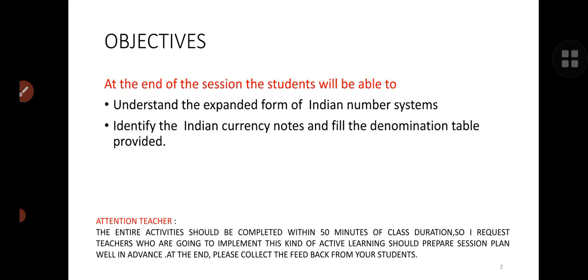Objectives. At the end of the session, the students will be able to understand the expanded form of Indian number systems, identify the Indian currency notes, and fill the denomination table provided.